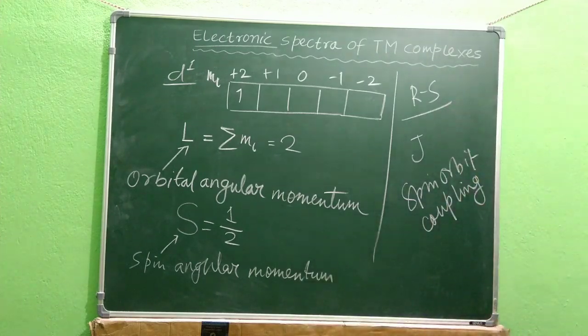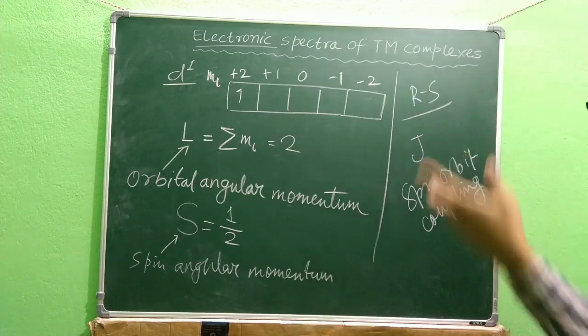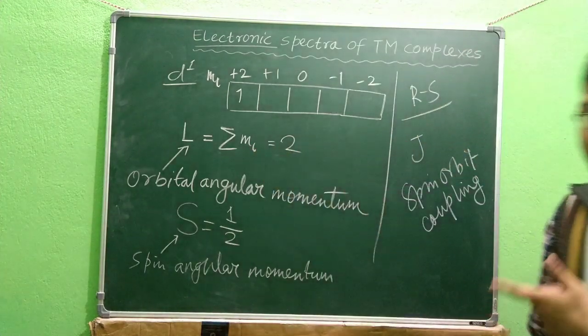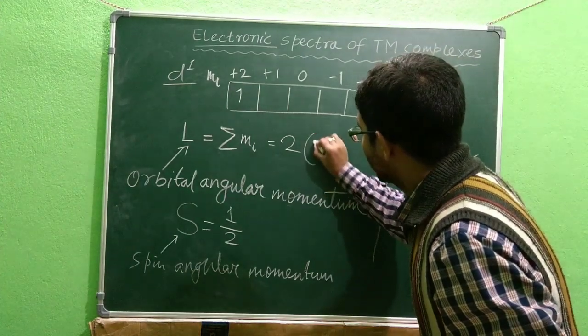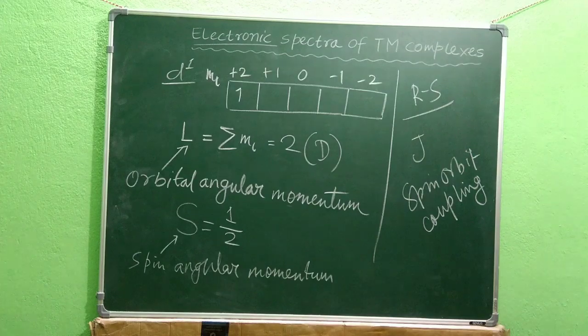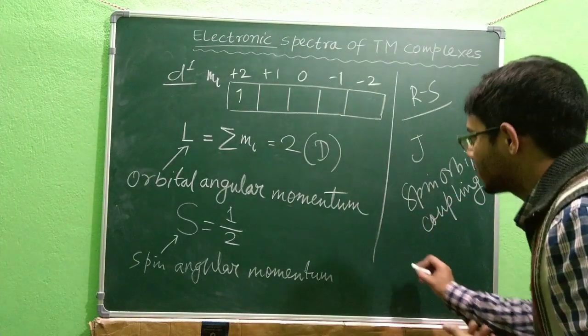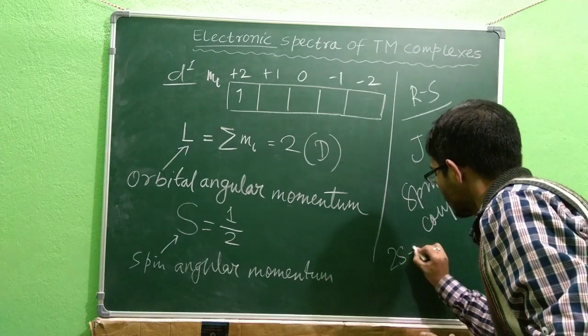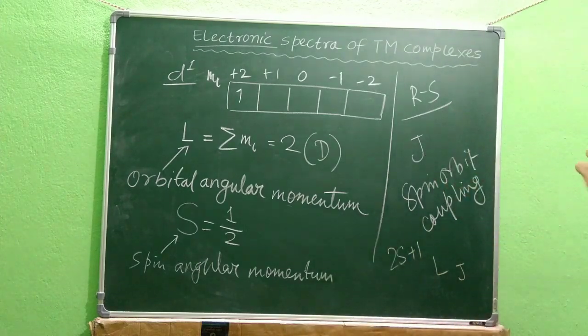So I told you that capital L when 0 is S, 1 is P, 2 is D. So the term has come D. What would be the term symbol now? The term symbol basically is 2S plus 1, L, J.